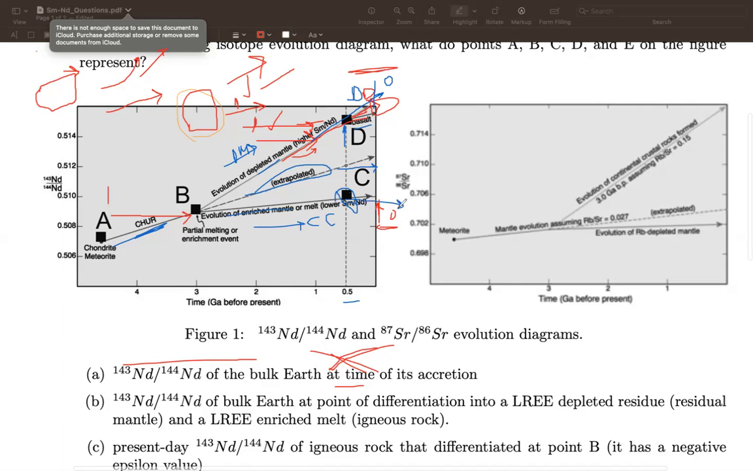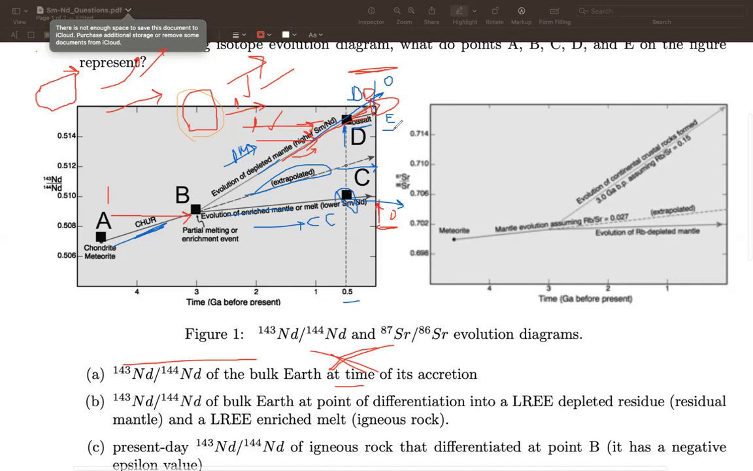But anyway, here you are given basalt. That should be the mid-ocean ridge basalt. So, if you can put another letter here, E. Suppose you put E here, then this E should represent the present day isotopic composition of the mid-ocean ridge basalt, MORB, present day MORB.